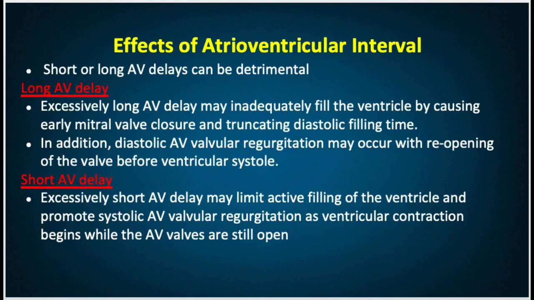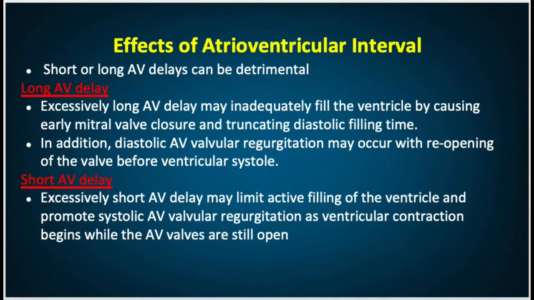An excessively long AV delay may inadequately fill the ventricle by causing early mitral valve closure and truncating diastolic filling time. In addition, diastolic AV valve regurgitation may occur with reopening of the valve before ventricular systole. An excessively short AV delay may limit active filling of the ventricle and promote systolic AV valve regurgitation, as ventricular contraction begins while the AV valves are still open.